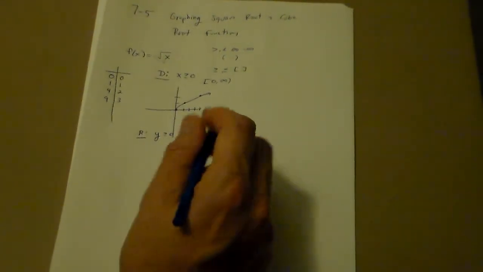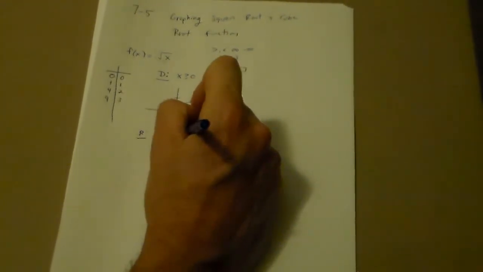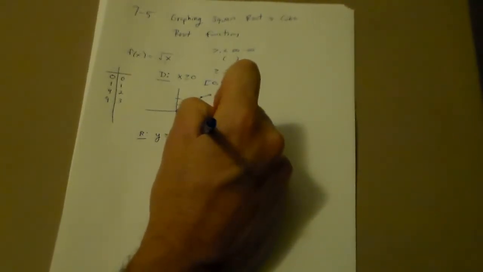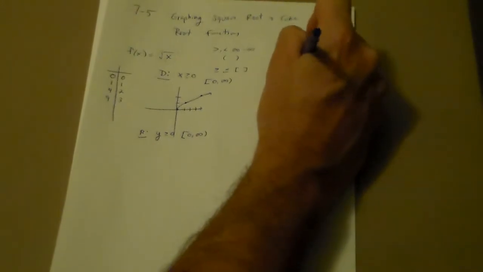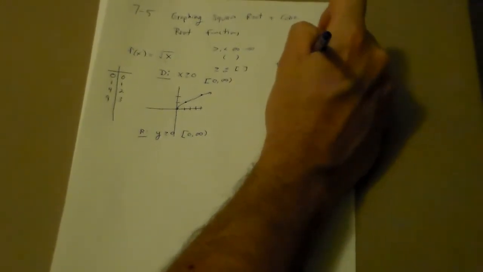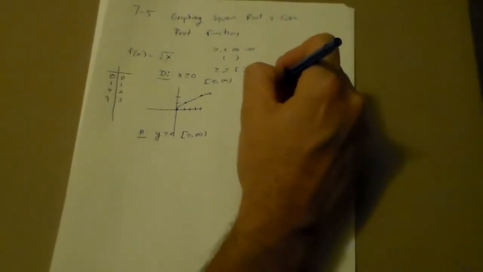Okay? Now for my range, well, in this case it's the same, right? I'm going to have a bracket, 0 to infinity. All right, so that's how you graph the square root function. Let's try the cube root function. So f of x equals the cube root of x.